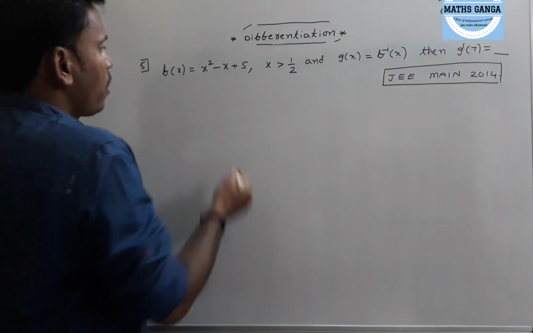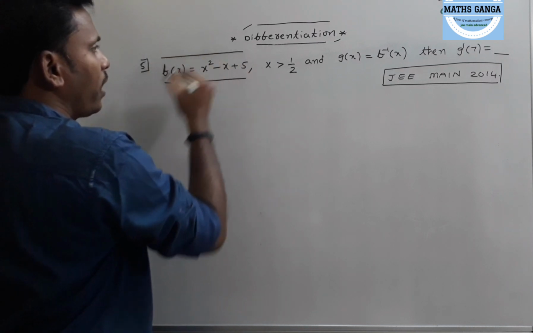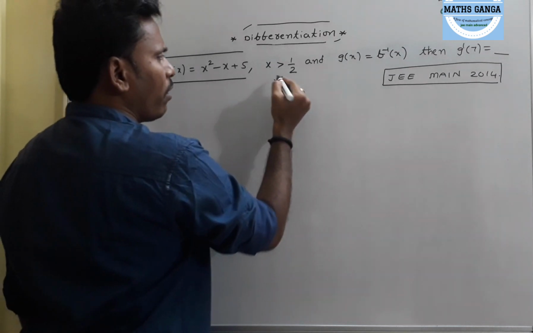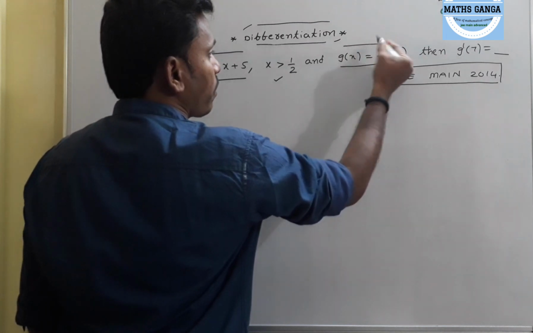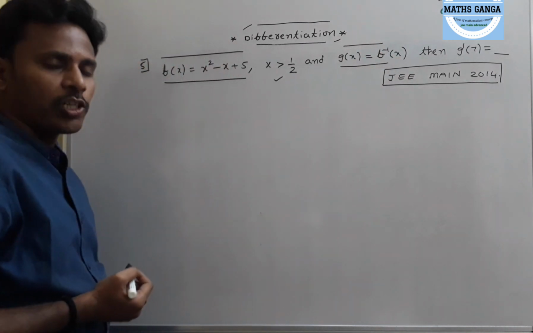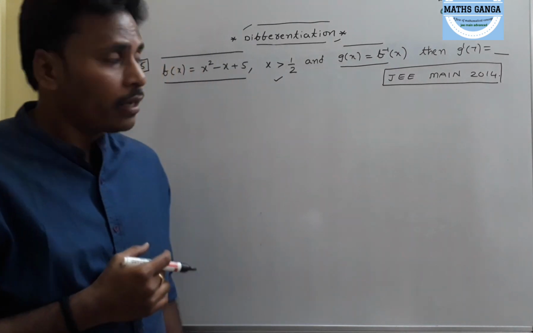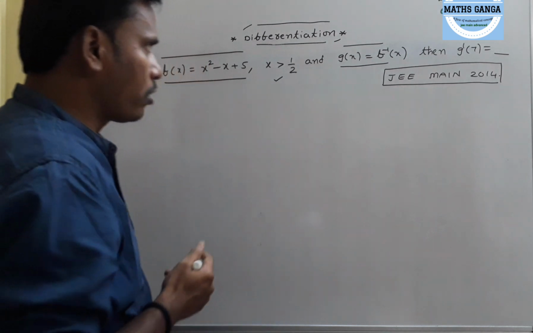Okay. Right, the next problem is this: f of x is equal to x square minus x plus 5, where x is greater than 1 by 2. g of x is f inverse of x. We need to find g dash of c, that means the derivative of g of x at x is equal to 7. This is the problem from Mains 2014. Okay, very simple and logical.